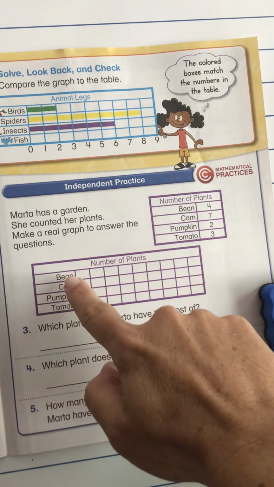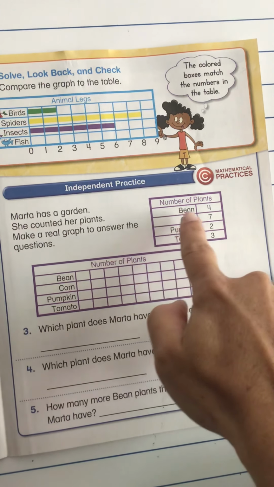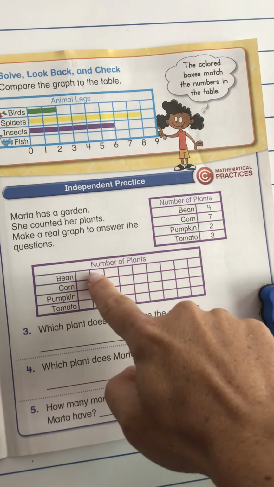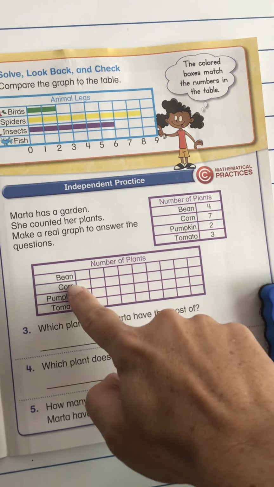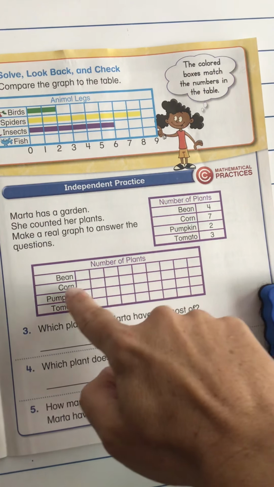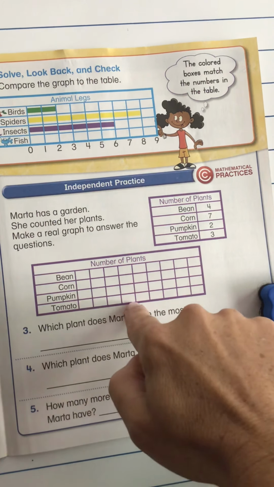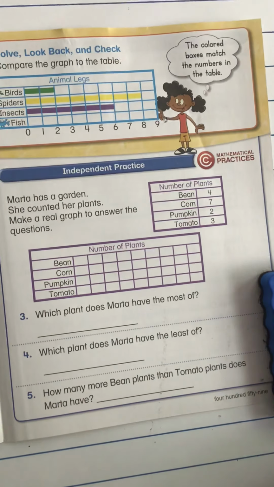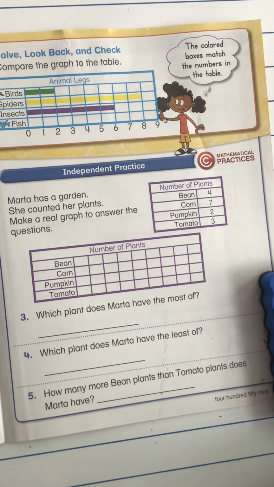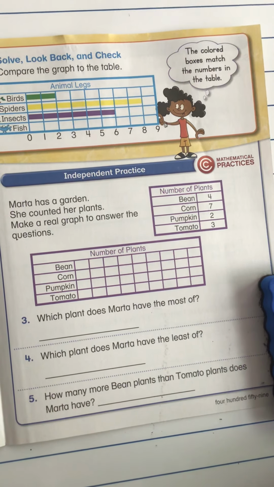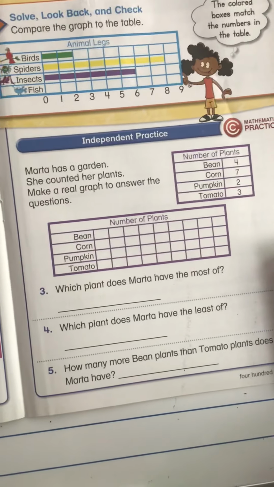So the first job you need to do is fill in your graph. So for bean, you're going to color in 4 boxes. Corn gets 7. Pumpkin gets 2. And tomato gets 3. Go ahead and pause the video while you fill that in, and then hit play when you're ready to answer the questions with me.